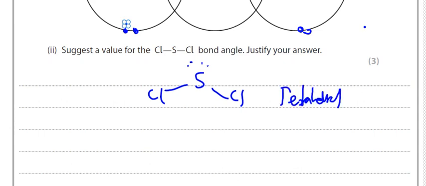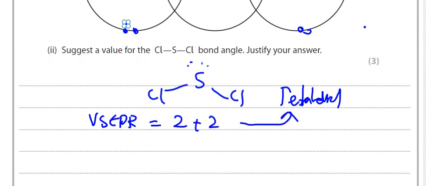Remember, the basic shape is not the shape. The shape is angular. The basic shape is determined by VSEPR theory. This is all covered under unit 3. VSEPR theory counts lone pairs plus the bond pairs. 2 plus 2 is 4. That is tetrahedral. But the shape is not the basic shape. The shape will differ from the basic shape if the central atom has lone pairs, right? So the shape is angular.